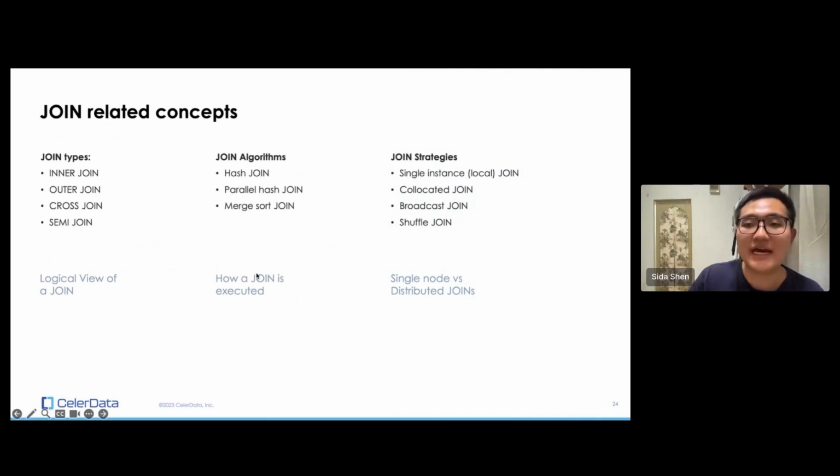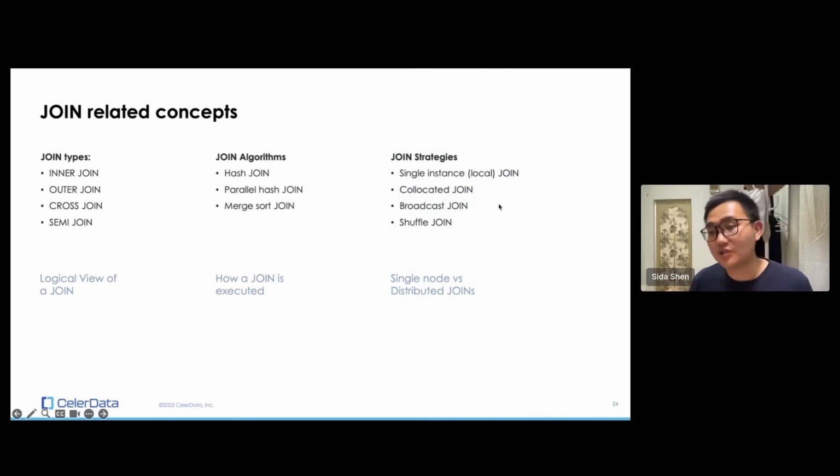And then we have join algorithms, right? You probably heard of that. Hash join, parallel hash join, merge sort join, and there are many more. This is actually how a join is executed on a single node, right? This is only on a single node.